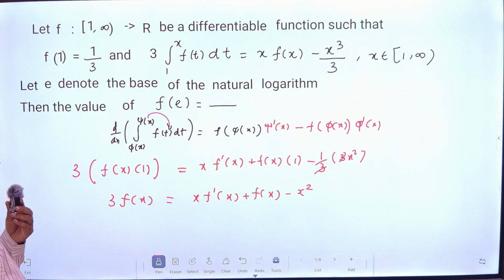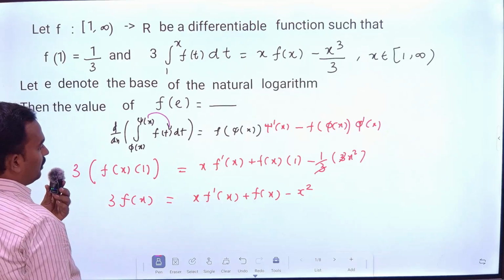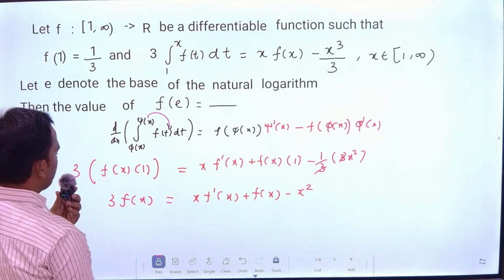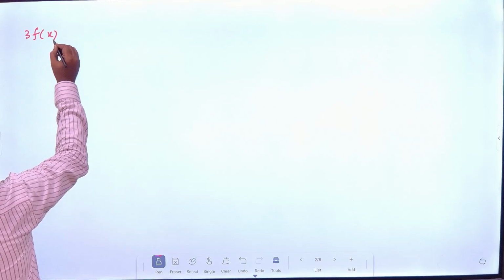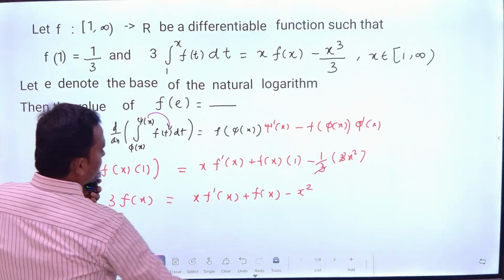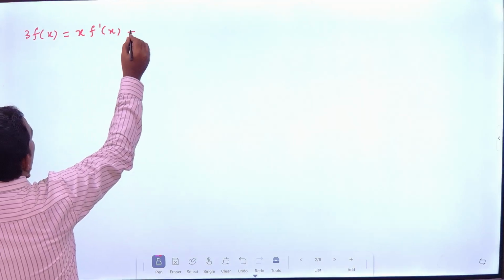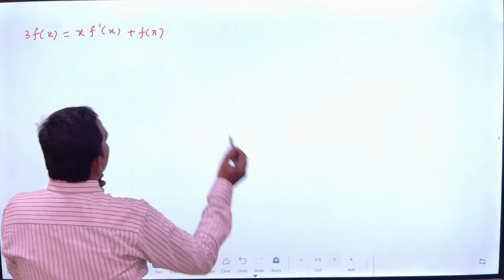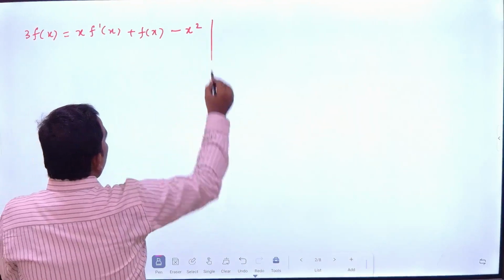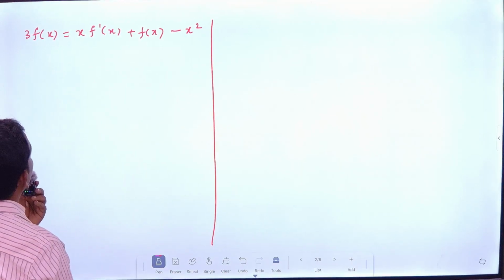So now you can form the differential equation, right? The first derivative is there and then f of x is there. Okay, so I will take another page. 3 times f of x equals x times f dash of x plus f of x, minus x square. This is your equation. Okay, what you need from here is to find f of x.